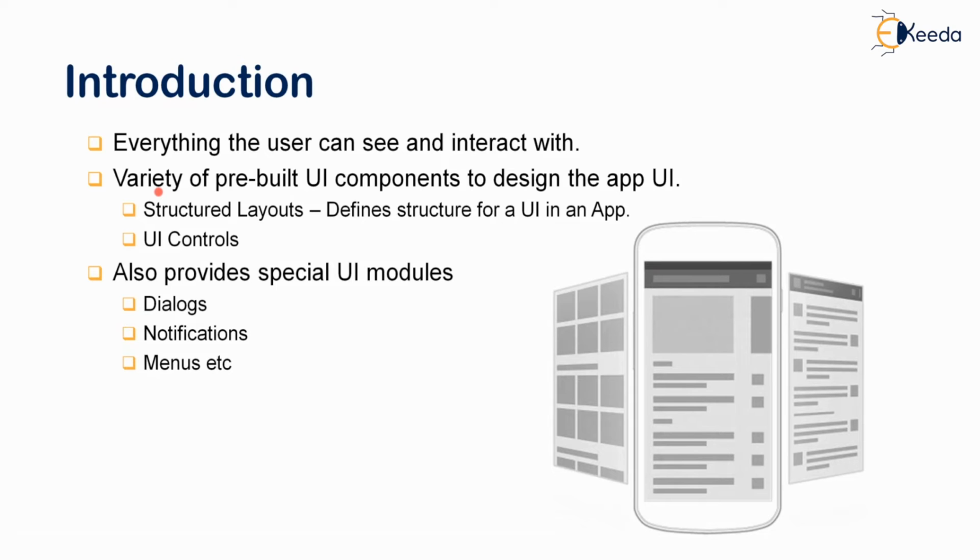In Android, we have a variety of pre-built UI components to make the application UI comfortable. Android ships with different structured layouts which help us structure the UI of an application with ease. And different basic UI controls are also available for us to define the UI. Usually you'll see all of these in every language. But apart from that, we have some special UI modules in Android to simplify the application UI design, that is dialogues, notifications, and menus. We will discuss these in detail when we come to the respective topics.